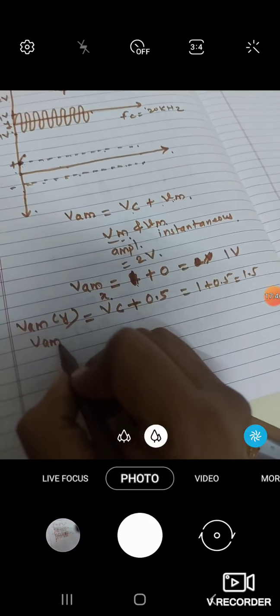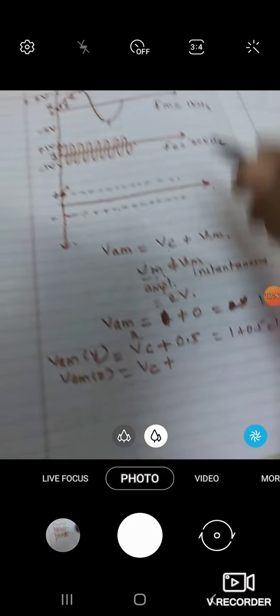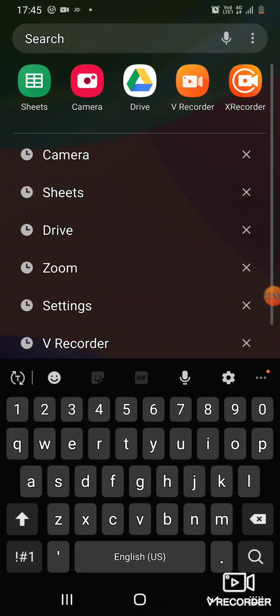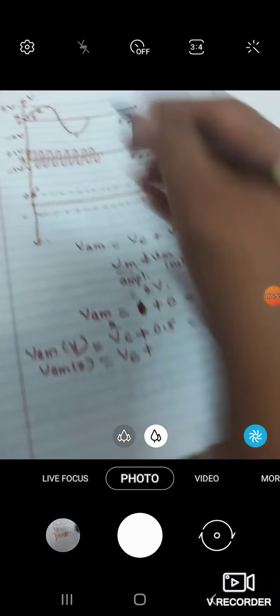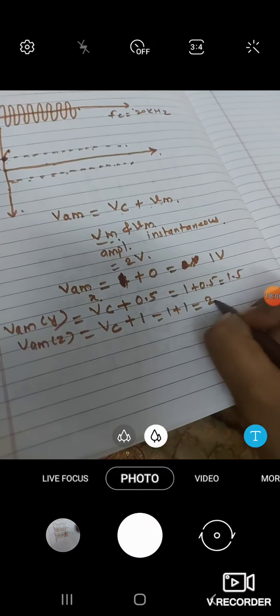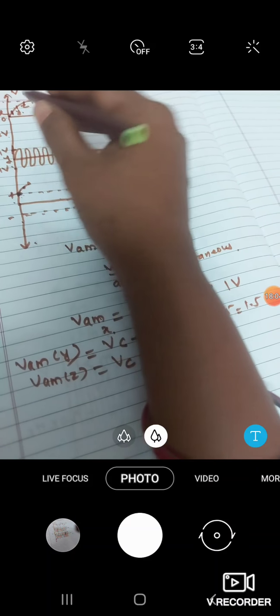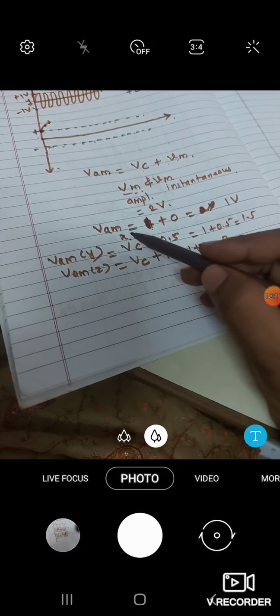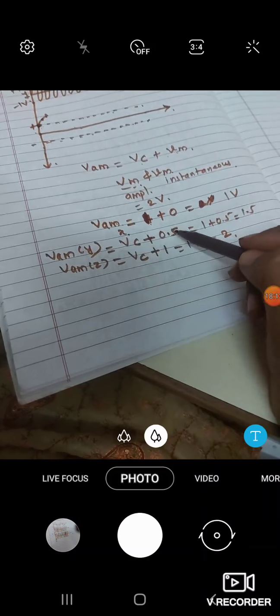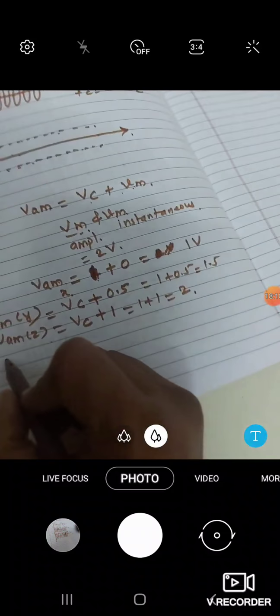So VAM at point Z is given as VC plus the amplitude at this point Z, that is equal to 1. So in that case it is 1 plus 1 is equal to 2 volt. So it will be like this. Then 1.5, that is the X is 0, Y is 0.5, Z is 1, having amplitude as 1.